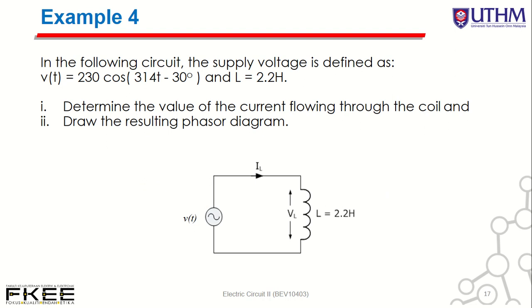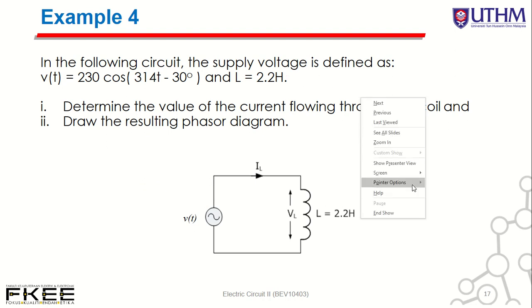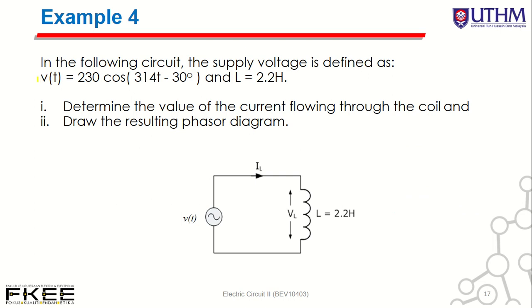In the following circuit, the supply voltage is defined as this, a supply voltage in time domain, and L is given, inductance equal to 2.2 Henry. Determine the value of current flowing through the coil, which means the inductor, and draw the resulting phasor diagram. Given the time domain V(t) and L, find the current.